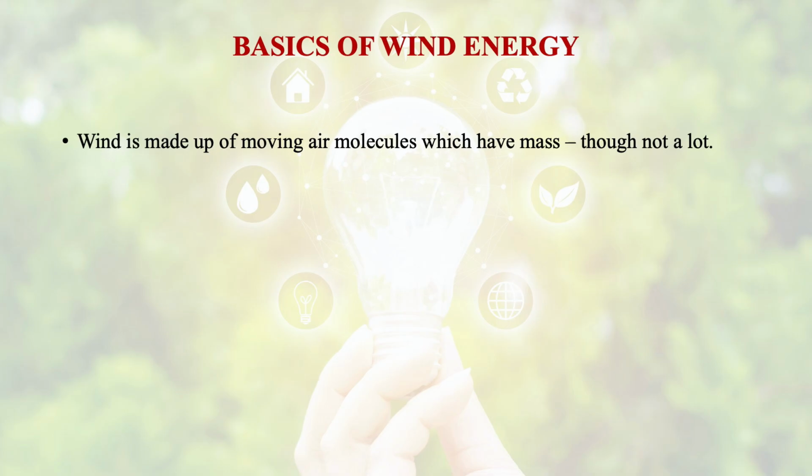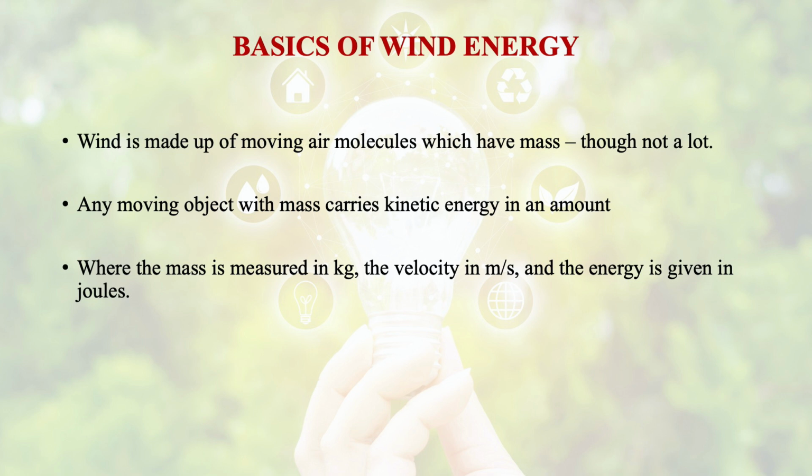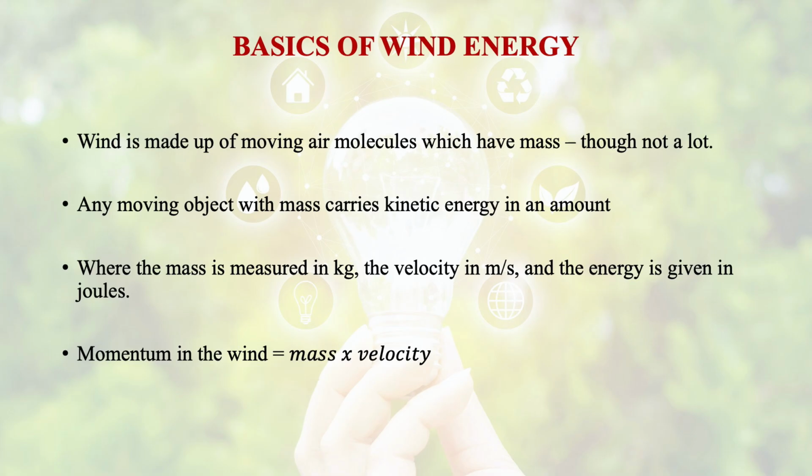As we know, wind is made up of moving air molecules which have mass, though not a lot, but there is some. So any moving object with mass carries kinetic energy. Here the mass is measured in kg, velocity is in meters per second, and the energy is given in joules. Then if there is mass and there is velocity, there must be some momentum in the wind. So the momentum of this wind will be given by mass into velocity.